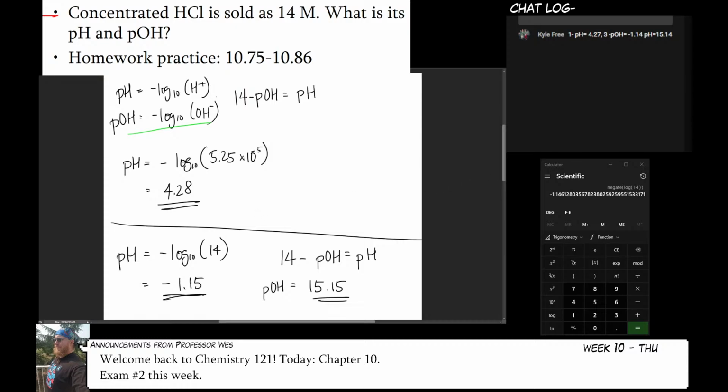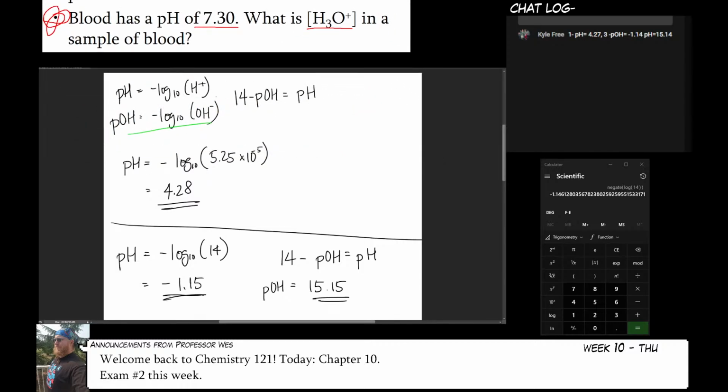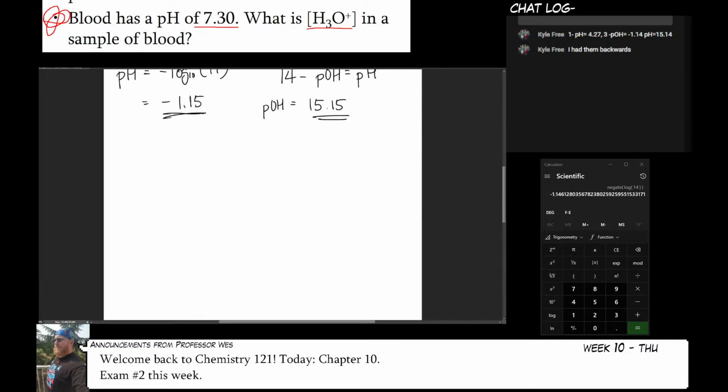All right. How do I do this second problem here? What do I do if I need to figure out H3O+? I'll write H3O+ here. So if I know this, how do I solve for this? And the answer is that we have to undo log.